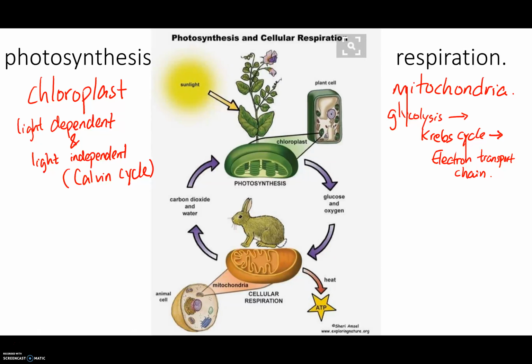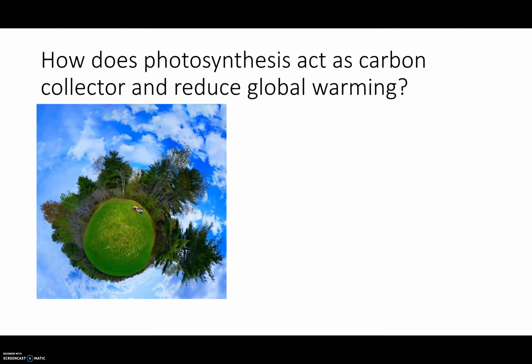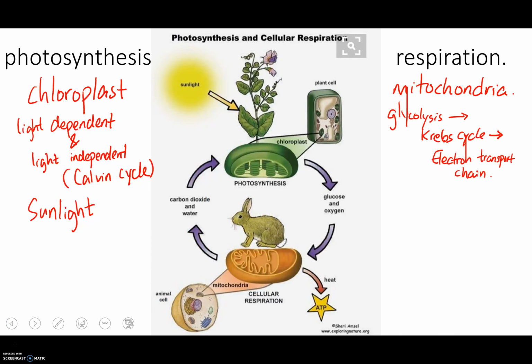As you can see in this picture, we have the mitochondria doing cellular respiration, producing ATP, and then releasing carbon dioxide and water. Carbon dioxide and water are taken in by the chloroplast doing photosynthesis, producing food and oxygen. So where do both of them get their energy from, right? For photosynthesis, they get their energy from sunlight. For respiration, they get their energy from food.